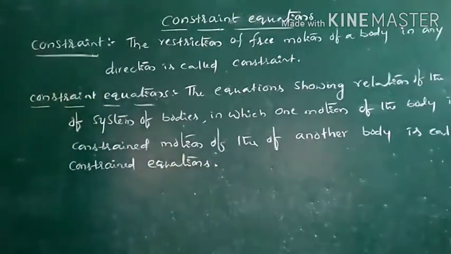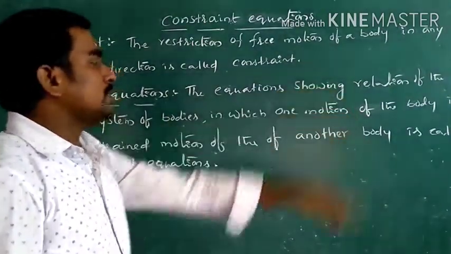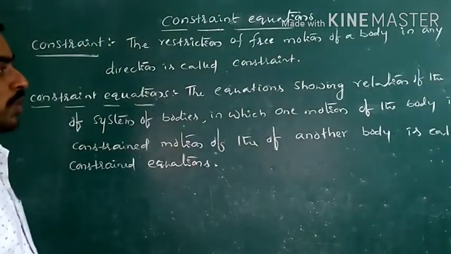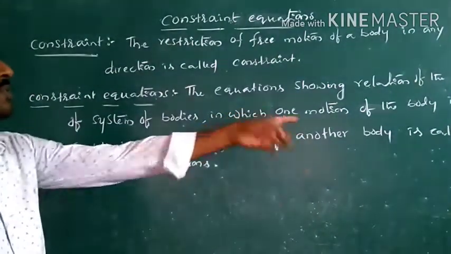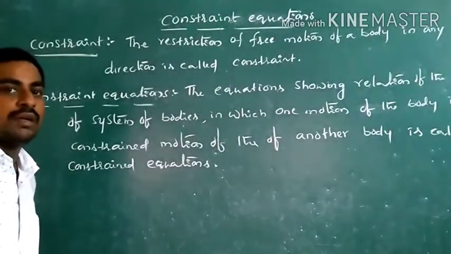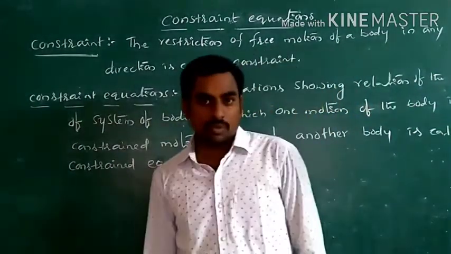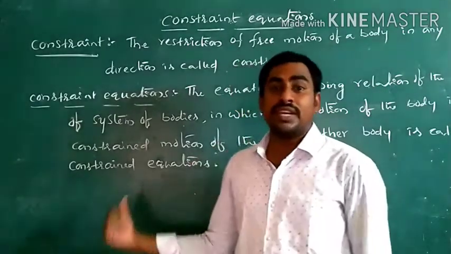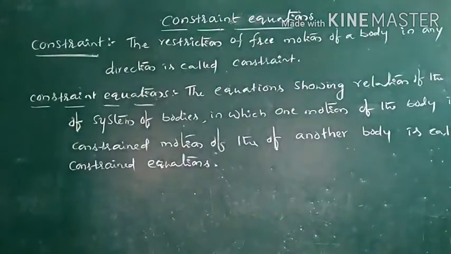Okay, let us see here. Constraint equations means the equation showing relation of the motion of system of bodies in which the motion of one body is constrained by the motion of another body is called as constraint equations. So these constraint equations are classified into four types. Now let us see what are the four types here.